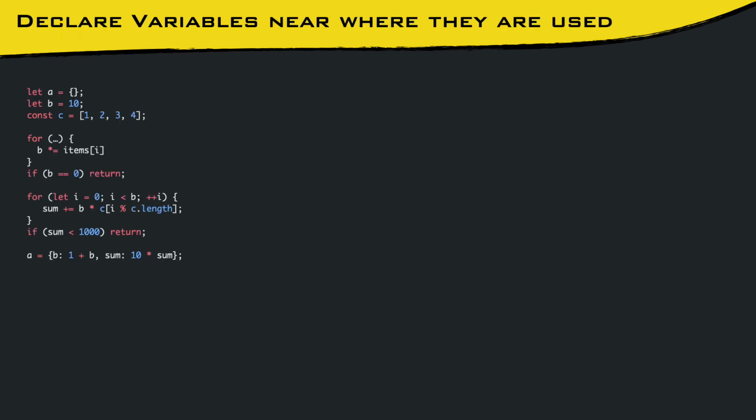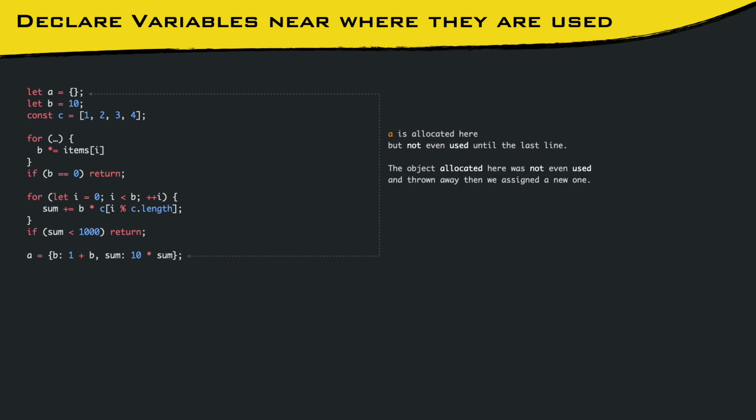The placement of variable declaration is often overlooked and can make code difficult to read. If you look at this code, A is declared and assigned in the beginning, but is not used until the last line. And the object allocated in the beginning is not even used, since the last line replaced it with a newly assigned one. So the first thing to keep in mind is to declare the variable near where it is used, and avoid allocating objects if not necessary.